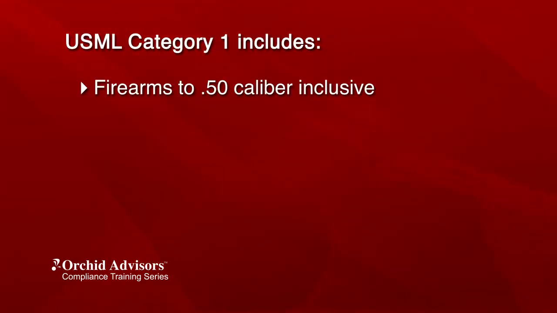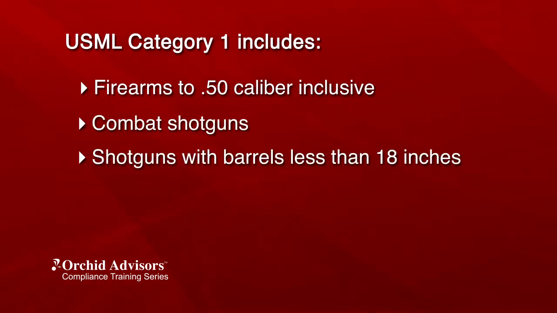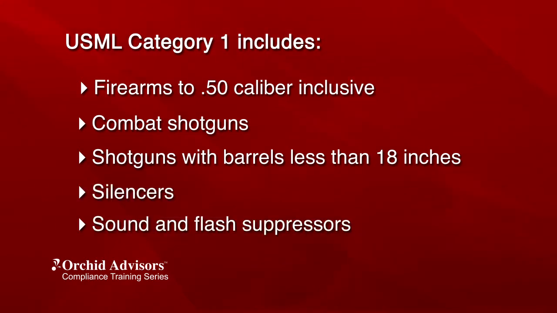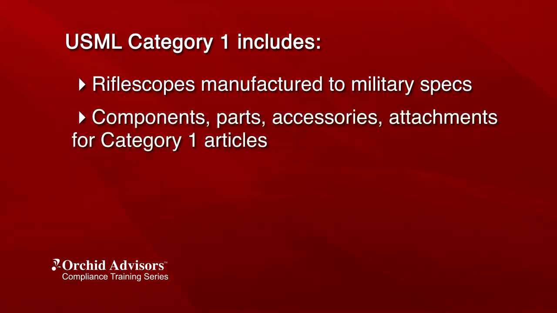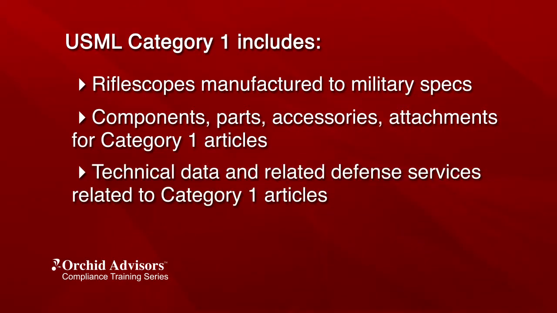Firearms to caliber .50 inclusive, both semi and full automatic, are covered in Category 1. This category also includes combat shotguns, including shotguns with barrel lengths less than 18 inches, silencers, sound and flash suppressors, rifle scopes manufactured to military specifications, and all components, parts, accessories, and attachments for any of the articles in Category 1. Category 1 also includes technical data and defense services related to the firearms and other articles listed in Category 1. We will discuss the definitions of defense service and technical data shortly.